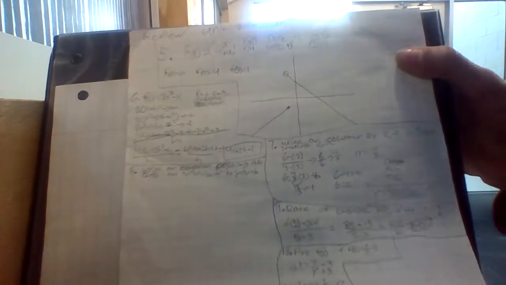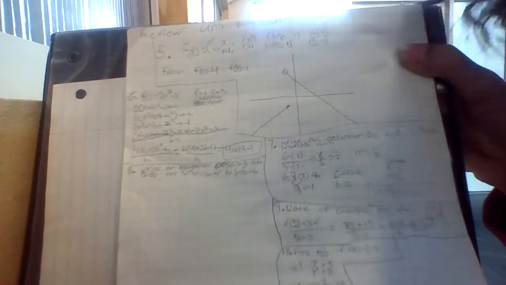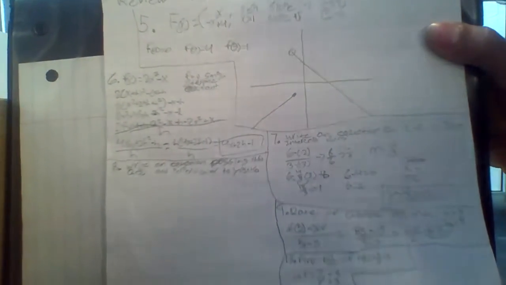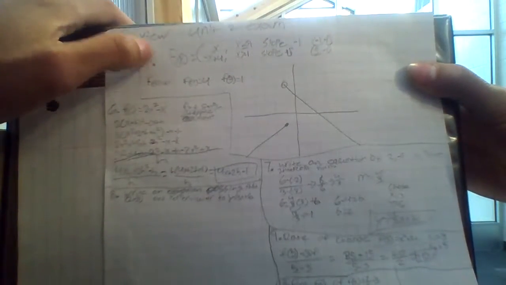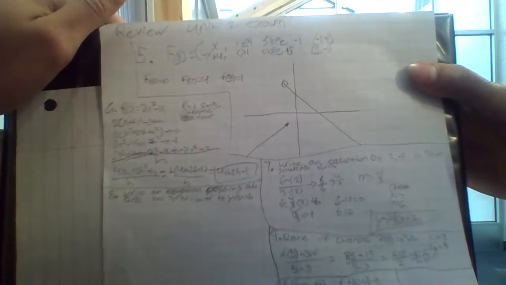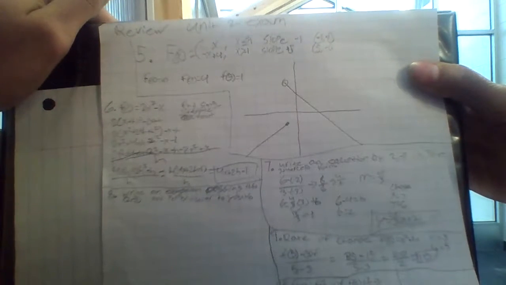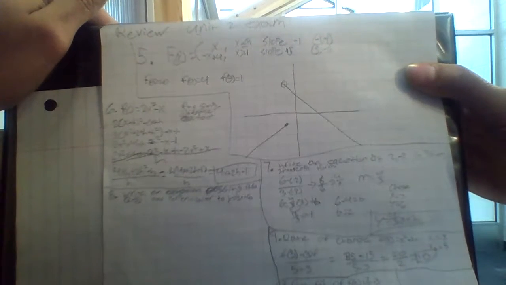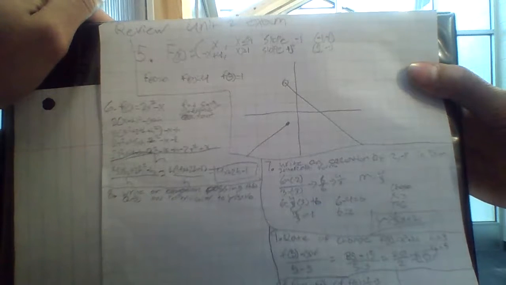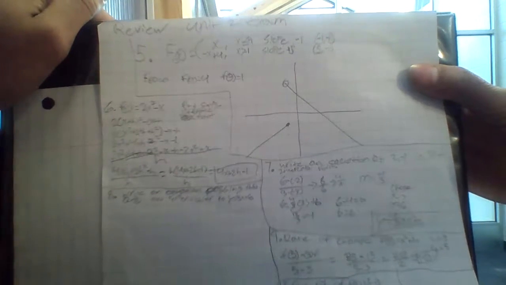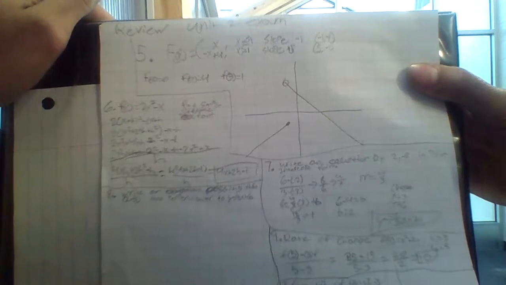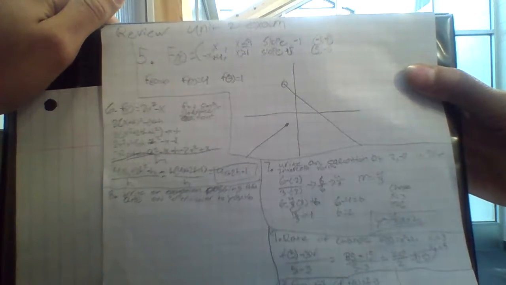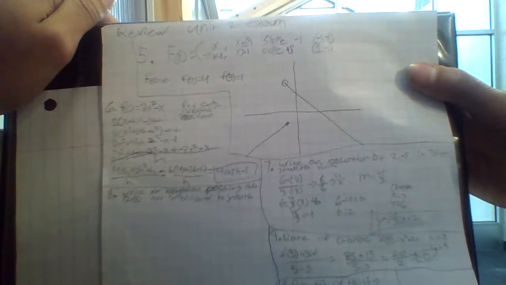Welcome to my Unit 2 exam review. So here we have a piecewise function. f of x is equal to x when x is less than or equal to negative 1, and then f of x is equal to negative x plus 4 when the x value is greater than negative 1.